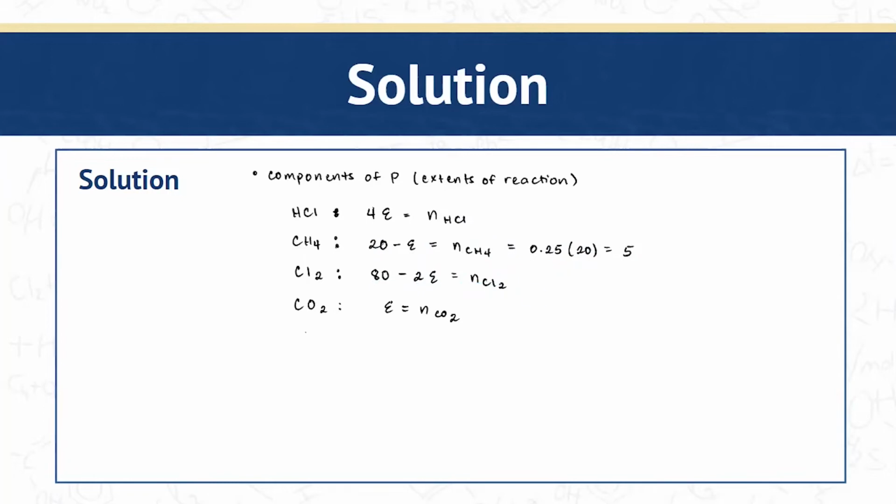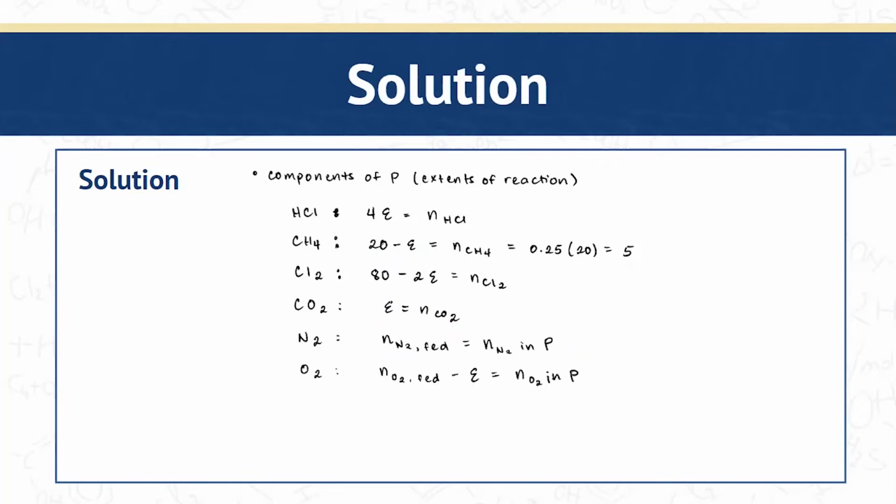Next, carbon dioxide. The reaction would produce 1 mole of carbon dioxide per 1 mole of methane. So however much methane is used, that's also the moles of carbon dioxide produced. So epsilon is equal to the moles of carbon dioxide in P.